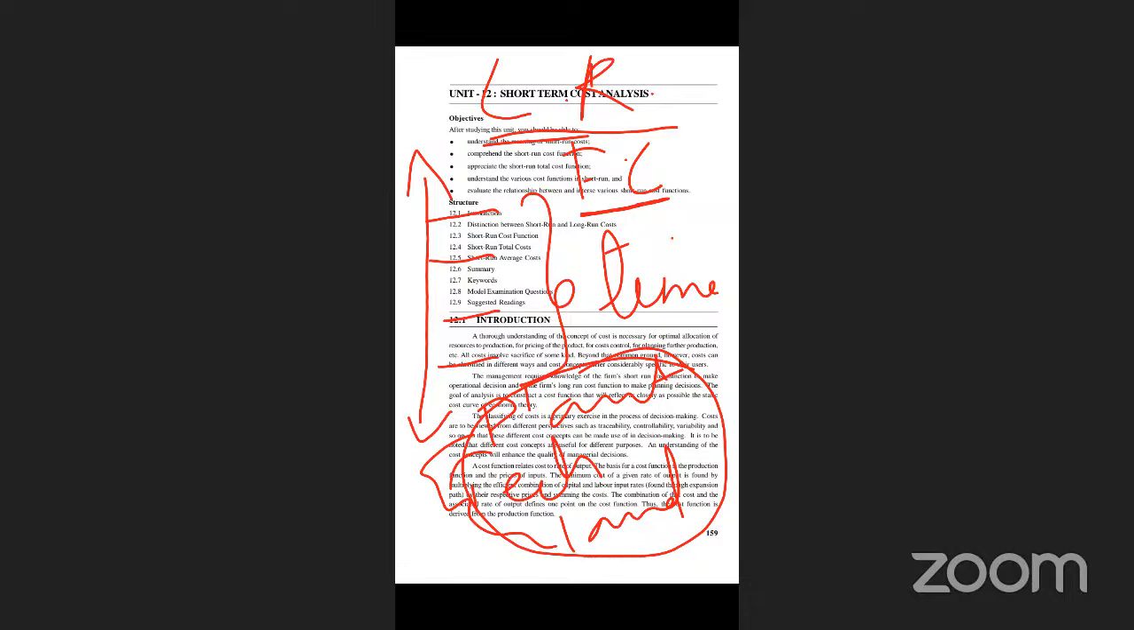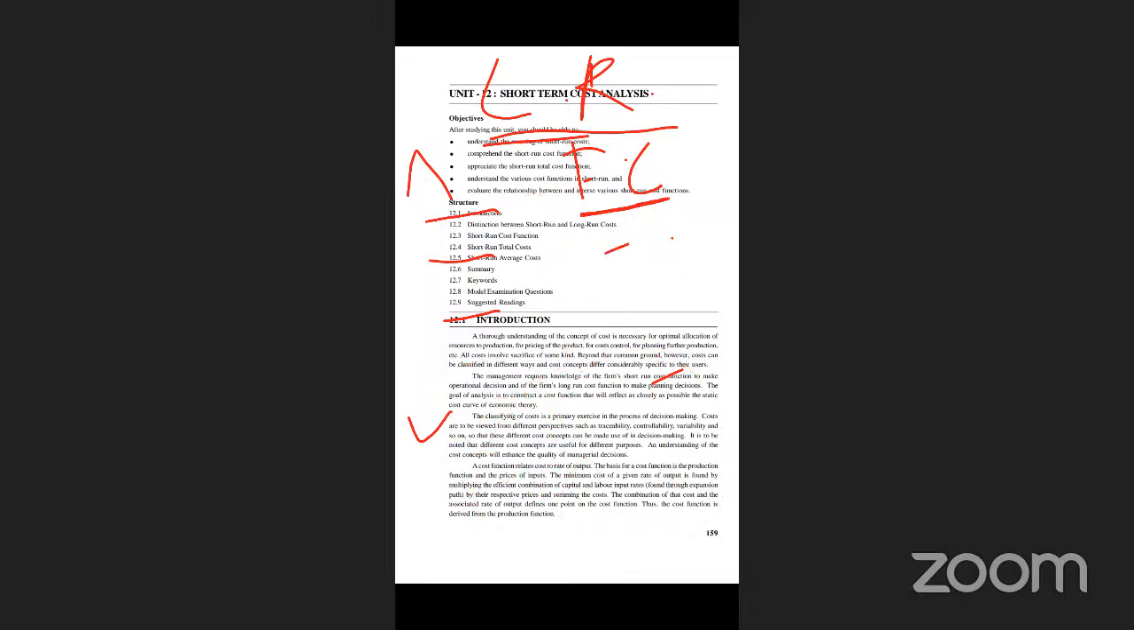So in the long run, there is no such term as fixed, because all the inputs stand to be variable. In the long term, time is sufficient to change, exchange, modify, and add new things. The same is not applicable in the short run. All right, this is about short run and long run.